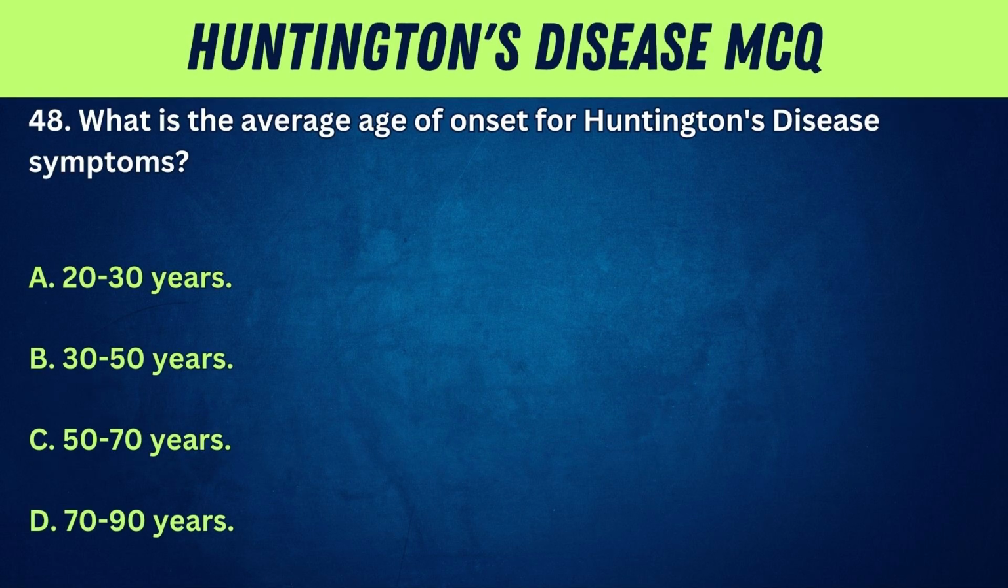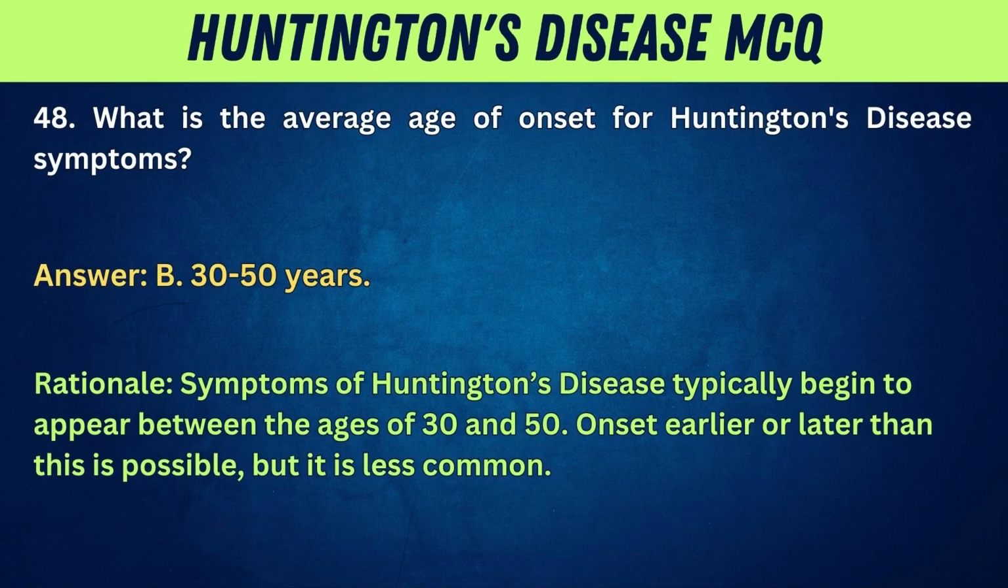48. What is the average age of onset for Huntington's disease symptoms? A. 20 to 30 years. B. 30 to 50 years. C. 50 to 70 years. D. 70 to 90 years. Answer: B. 30 to 50 years. Rationale: symptoms of Huntington's disease typically begin to appear between the ages of 30 and 50. Onset earlier or later than this is possible, but it is less common.